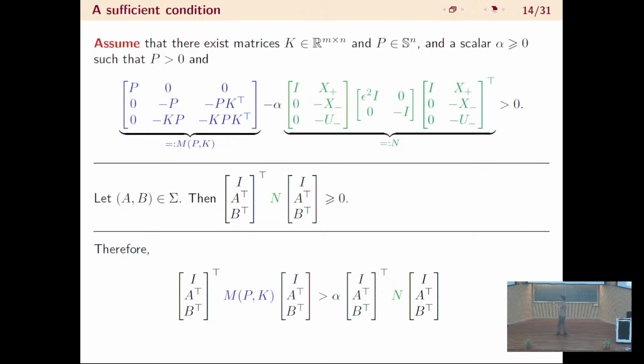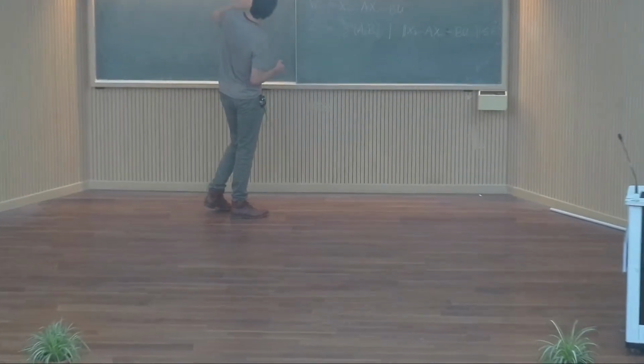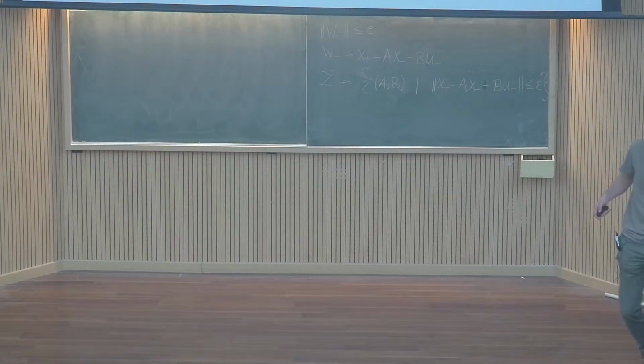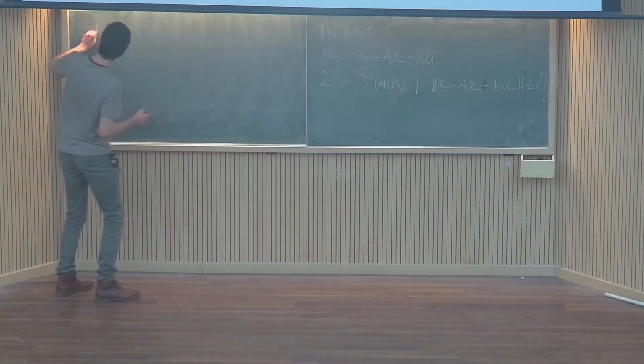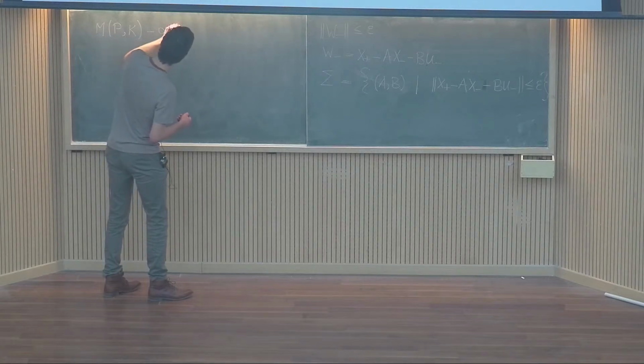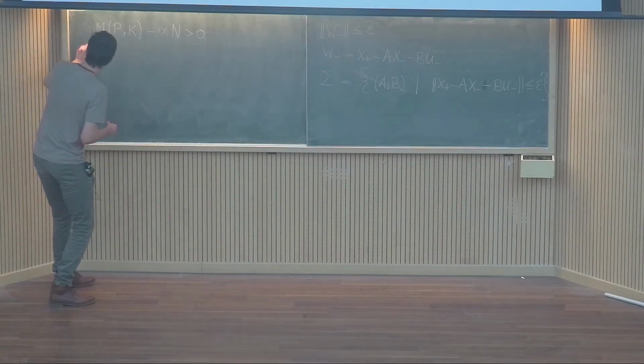Now, let's see what happens. First of all, let me make some definitions. The matrix in blue, let me call that M of P and K. And let's call the matrix in green N. So what happens? Well, we started with this matrix inequality, right? What was the matrix inequality on the top? Well, it's simply M of P and K minus alpha times N is positive definite. Now multiply this whole thing from left by identity A transpose, B transpose.